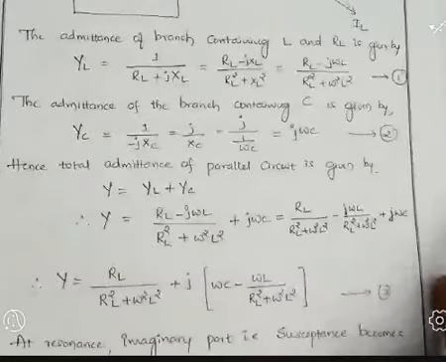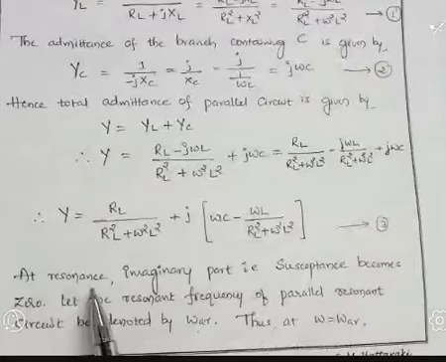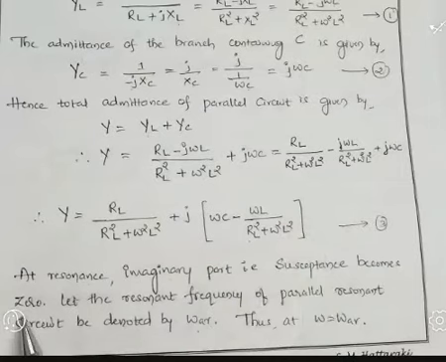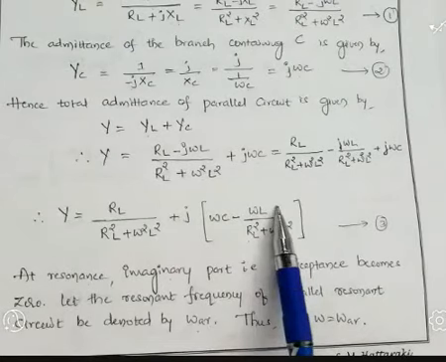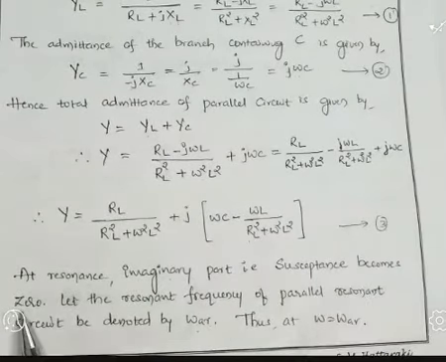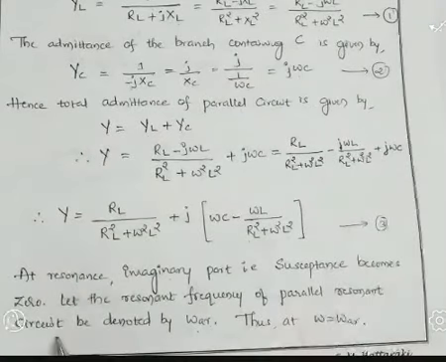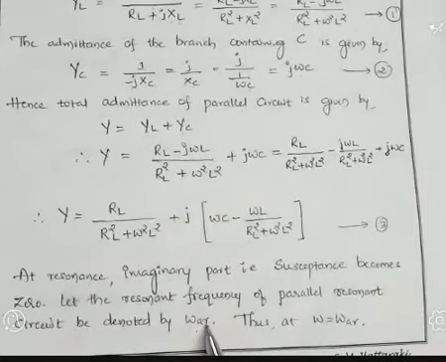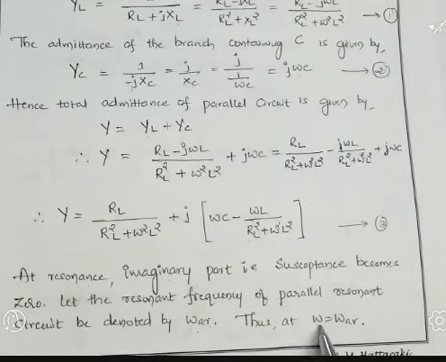Now from this equation, we have to remember one point. At resonance, the imaginary part, that is the susceptance, becomes 0. Let the resonant frequency for a parallel resonant circuit be denoted as omega AR, where AR stands for anti-resonance. Thus at resonance, omega equals omega AR.